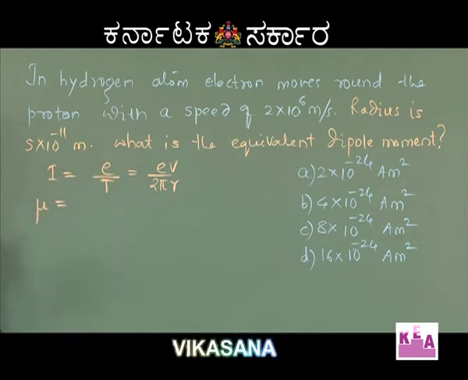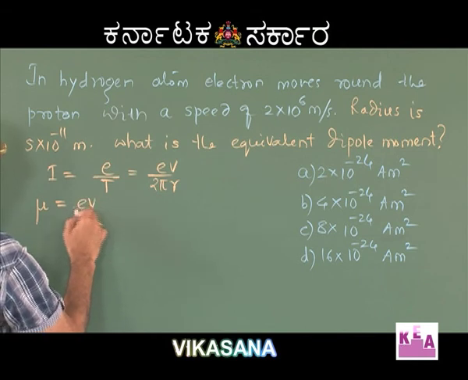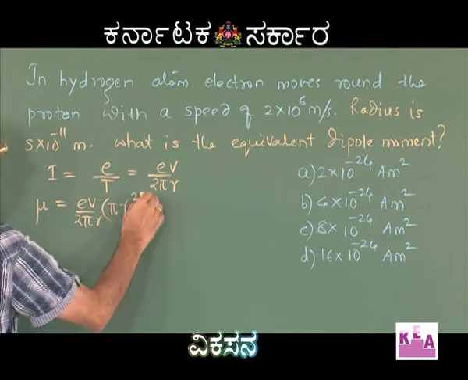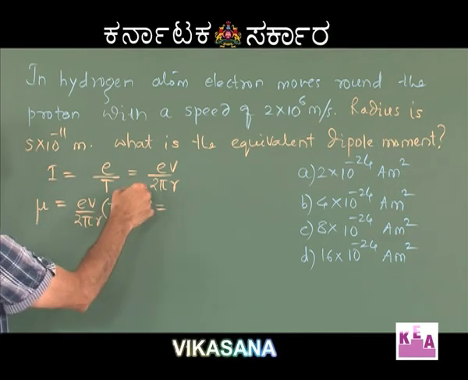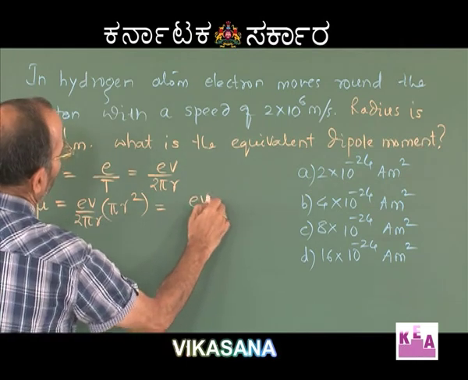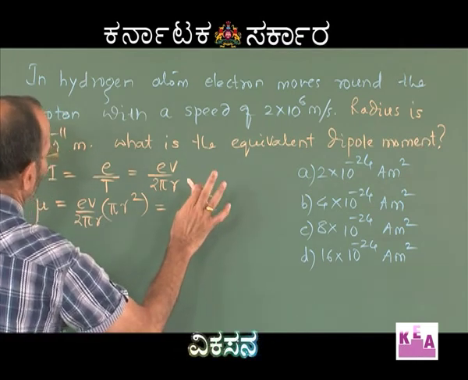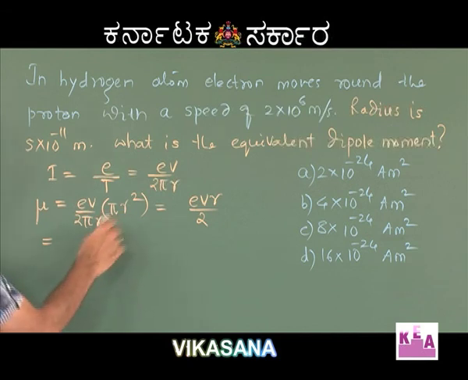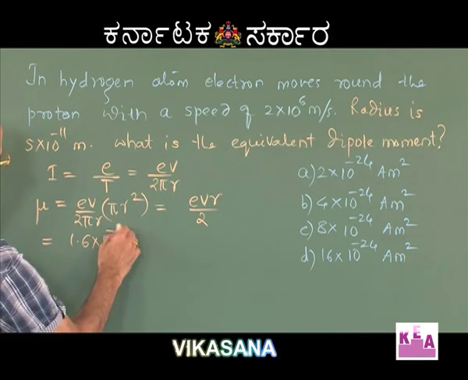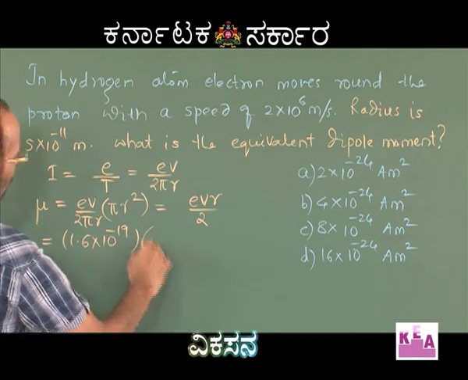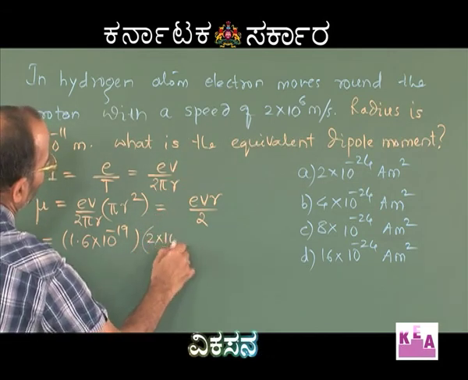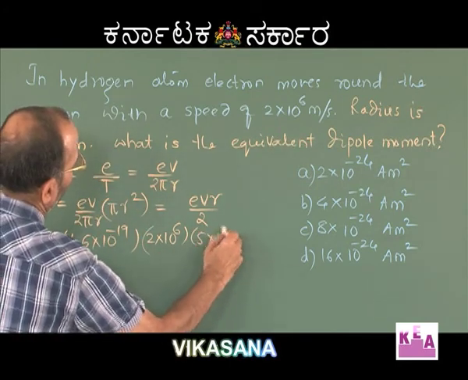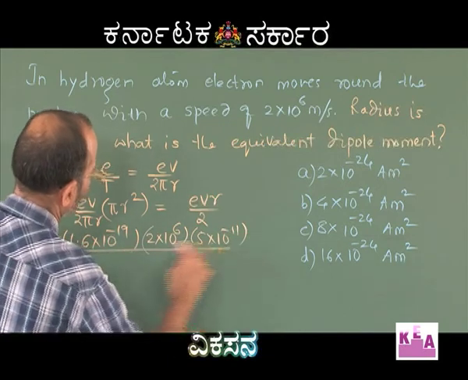N. I have taken the number of turns to be 1 there. So, I will be EV divided by 2 pi r into A would be pi r square. So, that makes it pi getting cancelled, 1 r also gets cancelled. So, it will be EVR divided by 2, that is it, EVR divided by 2. Now, if you substitute the values, you get the magnetic moment. So, E can be substituted as 1.6 into 10 to the power of minus 19, that is the electron charge. Velocity is given to be 2 into 10 to the power of 6 meters per second. The radius is given to be 5 into 10 to the power of minus 11 divided by 2.